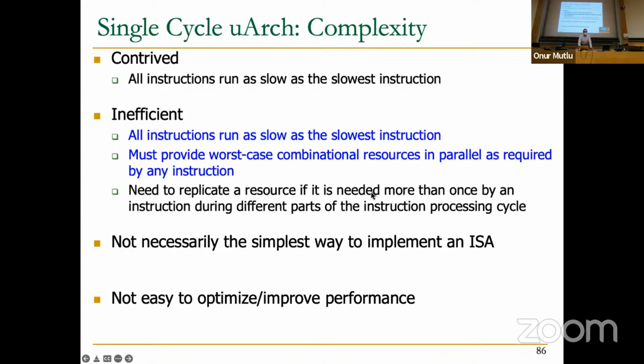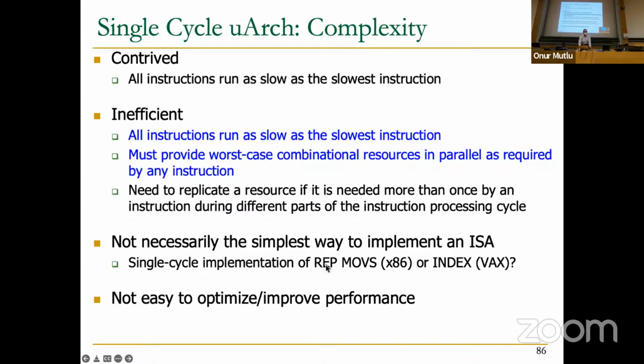Basically, you need to replicate a resource if it's needed more than once by an instruction during different parts of the instruction processing cycle. This is a more formalized way of putting it. That's why you need to replicate a resource. As a result of this, certainly this is inefficient in terms of complexity of the hardware. But also, it's not necessarily the simplest way to implement an ISA, because now you need more resources. And actually, if your ISA is very complicated, for example, x86 has a string copy instruction.